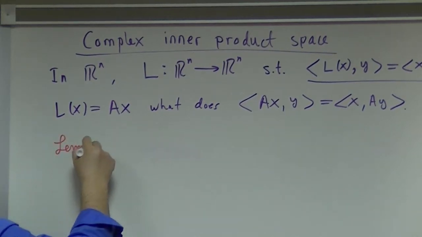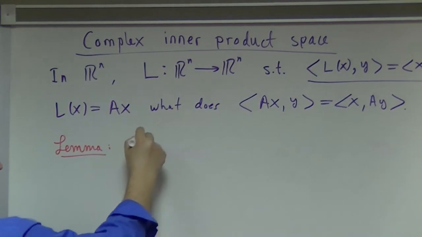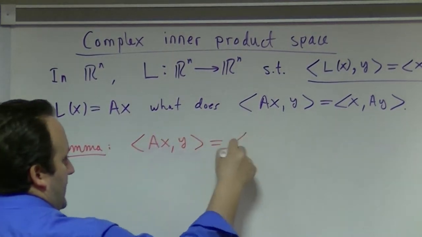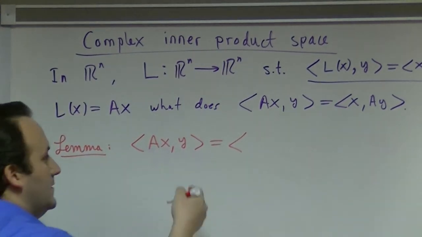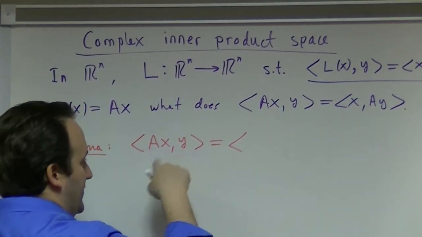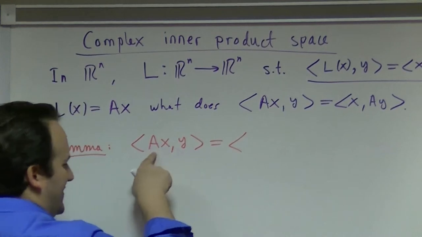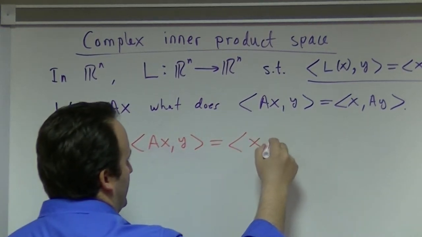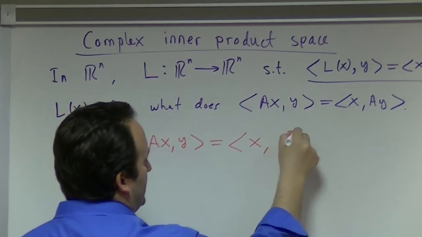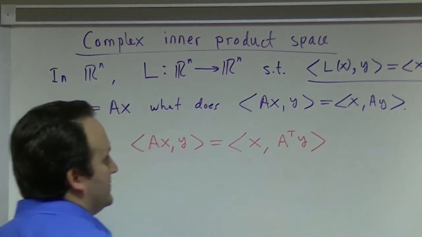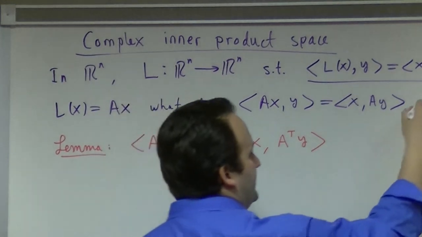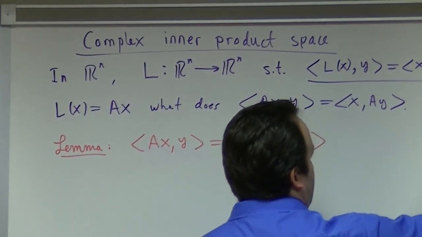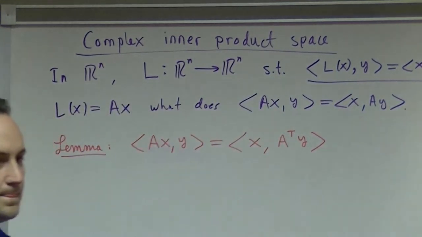Lemma. And here it is: Ax, y. Again, this is just a dot product. A is a square matrix, n by n. So Ax, y is equal to x, comma A transpose y. Now, once I write that, if the above is true for all x, y, you can pretty much expect that A is going to be equal to A transpose.